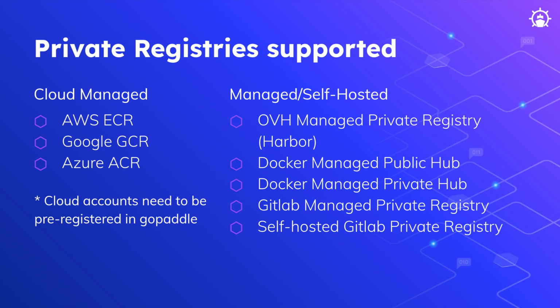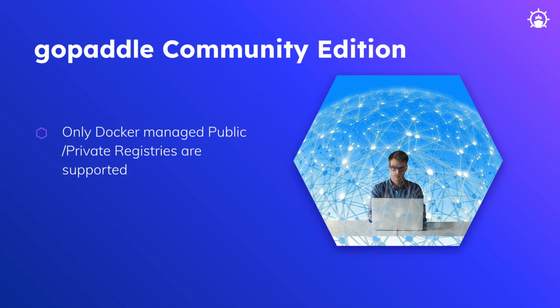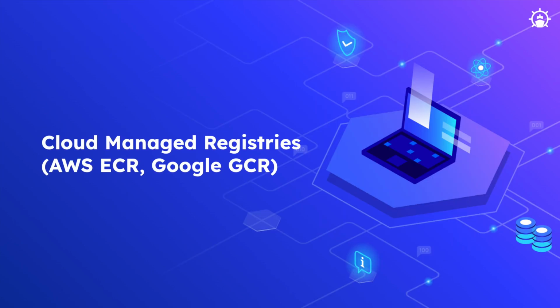gopaddle supports cloud-managed registries across AWS, Google, and Azure, and registries like OVH Managed Docker Registry, Docker Managed Public and Private Hub, or a Gitlab Managed Private Registry, or a self-hosted Gitlab Private Registry. As a prerequisite, to use a cloud-managed registry from AWS, Google or Azure, we must have registered the respective cloud accounts in gopaddle. In case of gopaddle Community Edition, only Docker Managed Public and Private Hub are supported. Let us get started with registering cloud-managed Docker registries like ECR and GCR.